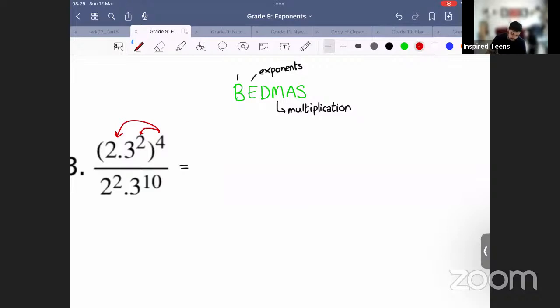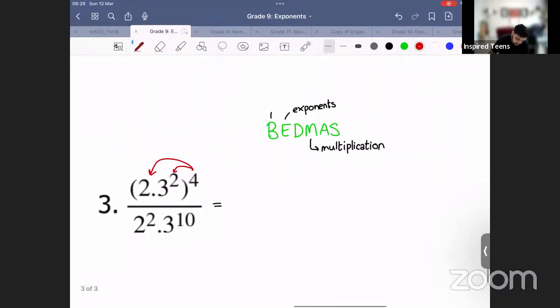Either way, you should know that exponents come before multiplication. So again, we have a product. This rule is actually a times b, all to the power of x, which is equal to a to the power of x times b to the power of x. That's exactly what we're going to do: take the 4 and distribute it.